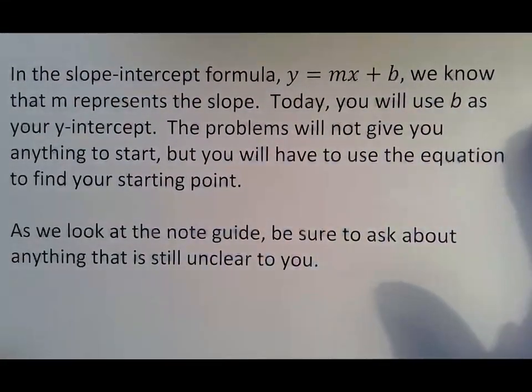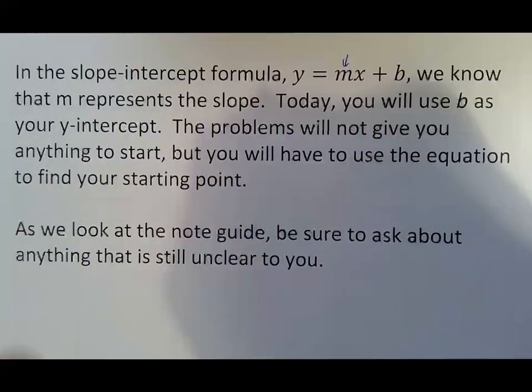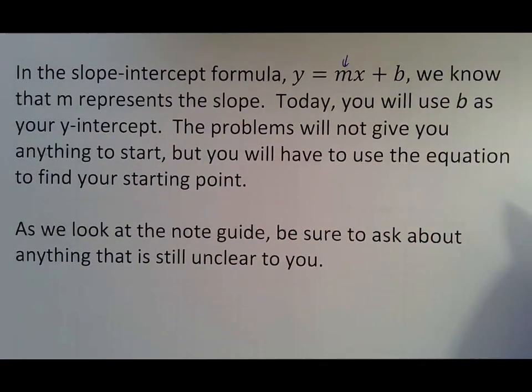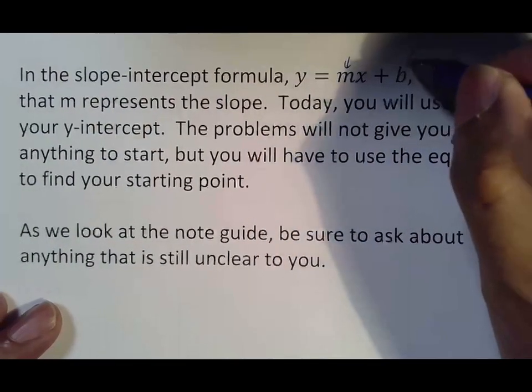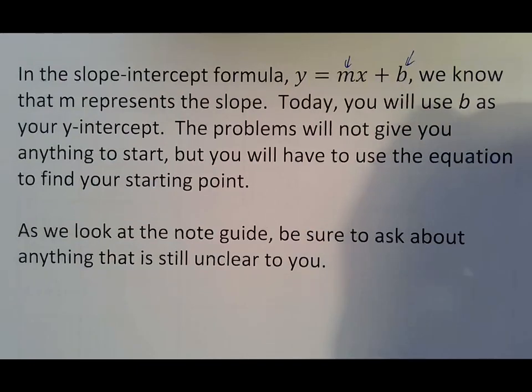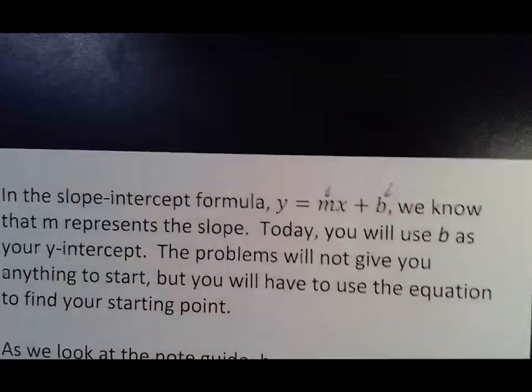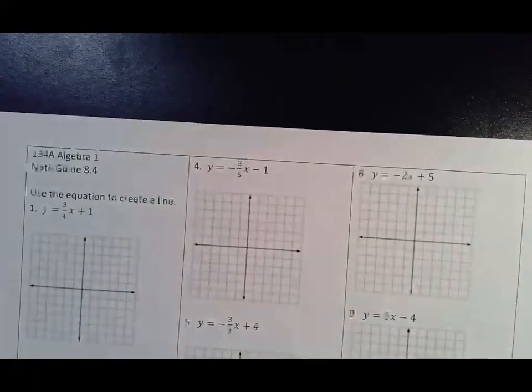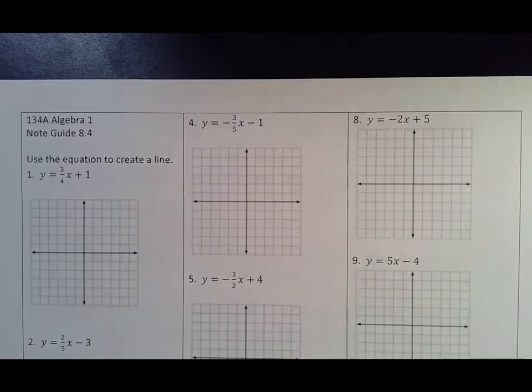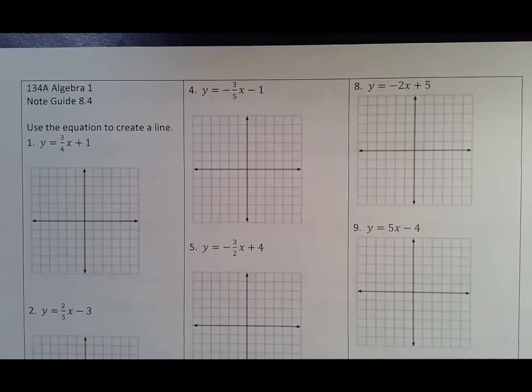So, with that being the case and everything being connected, the slope-intercept formula, again, y equals mx plus b, we know that m represents slope. We used that yesterday. But today what you're going to learn to do is use b as your y-intercept. We are not going to give you that first point, but you have to find your first point by simply using the letter b, or your y-intercept. Again, the problems won't give you anything to start, but you will have to use the equation to find your starting point. As we said yesterday, you have to find information from an abstract source. Abstract meaning it's not just given to you, and from there you will be fine.